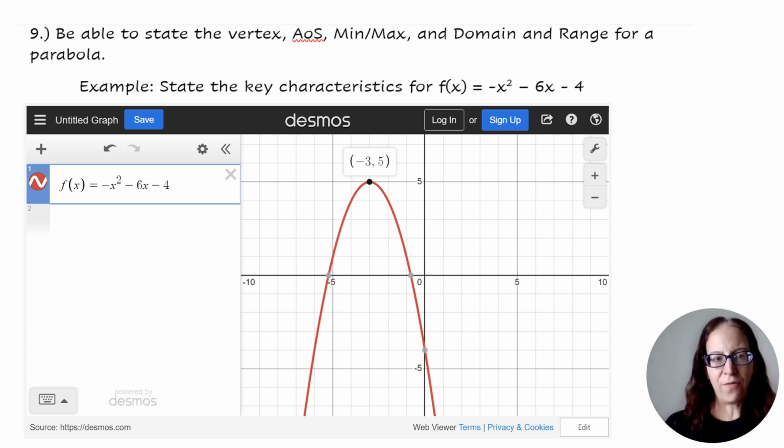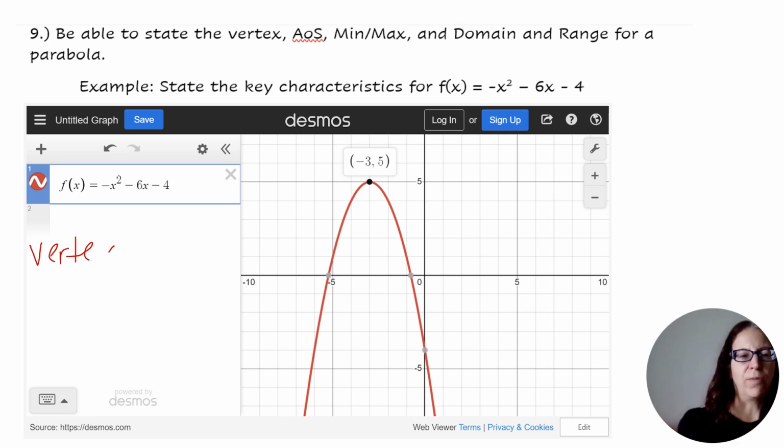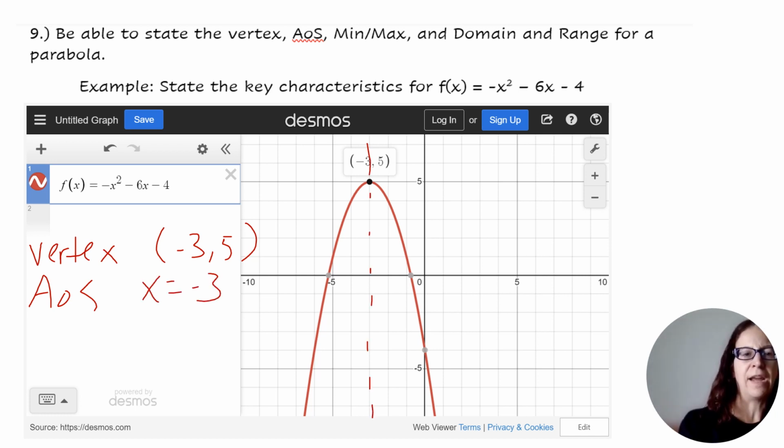So we have f of x is equal to negative x squared minus 6x minus 4. And you would then look at the vertex. On your test, there will be a table for you to fill out so you don't have to keep track of everything. But here we go. Vertex, negative 3, 5. Axis of symmetry goes right down the middle and will be at x equals negative 3. In this case, we have a maximum. The maximum is at y equals 5.